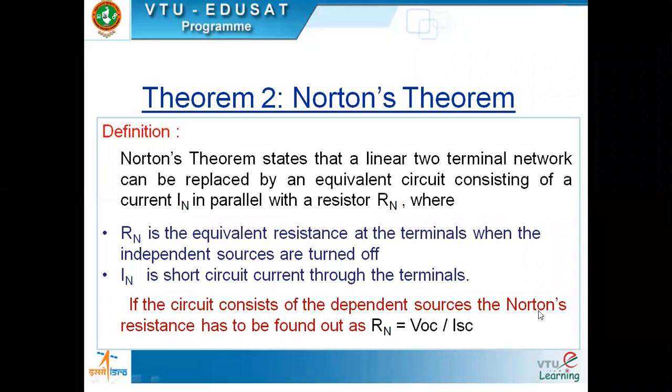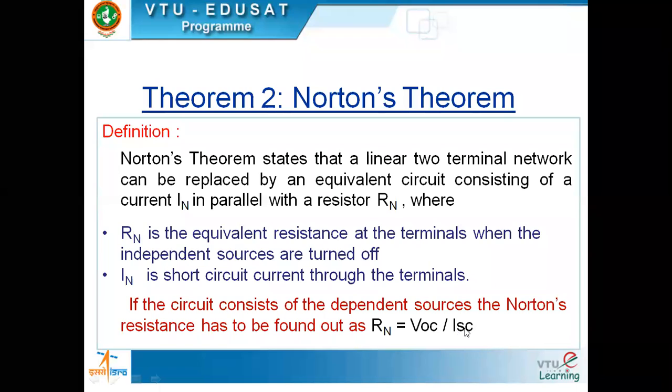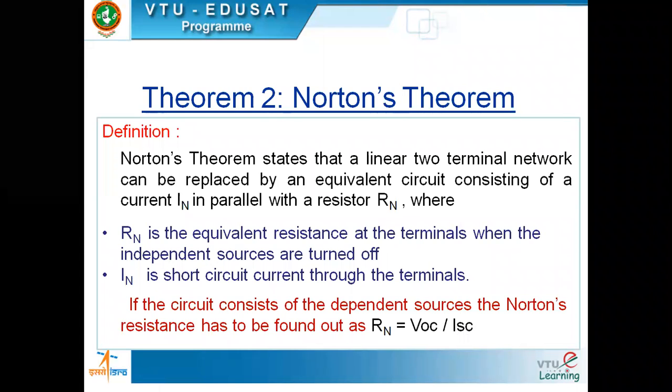And very similar there also, if the circuit consists of dependent sources, you would find the Norton's resistance as VOC by ISC. There also the Thevenin's resistance used to be found out as VOC by ISC only. Here also the same. There is no difference as far as finding the Thevenin's resistance and Norton's resistance is concerned. But in Norton's circuit, you will have the short circuit current in parallel with the resistance, whereas in Thevenin's circuit, you will have the voltage source in series with the resistance. Is that okay with you?